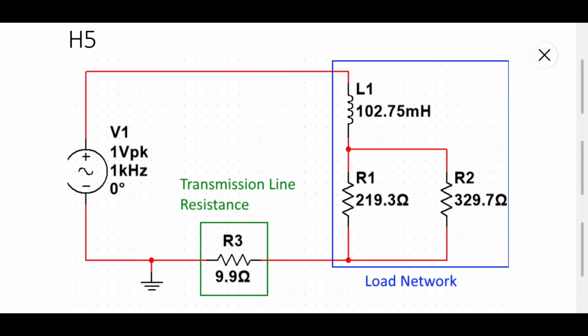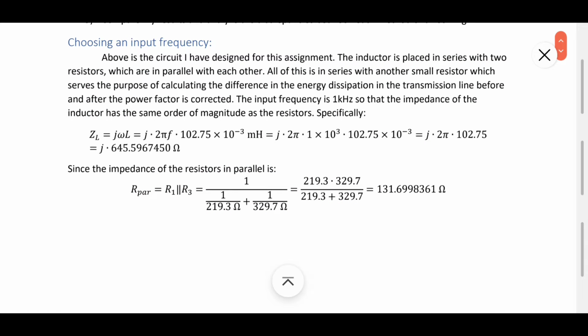Okay, so we have our document open for H5 here, and this is the initial circuit that I designed for this problem. I had to choose an input frequency to make the impedance of the inductor the same magnitude as the impedance of the resistors. So I first had to calculate the impedances, and I ended up choosing a frequency of 1 kilohertz.